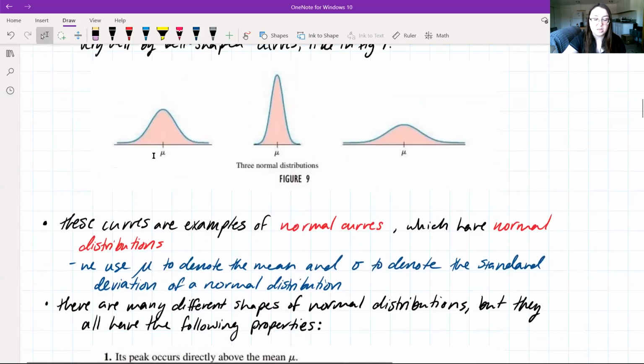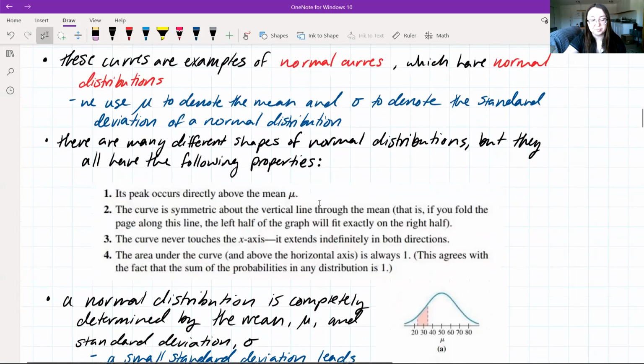So we see mu, the Greek letter mu, meaning our mean, is going to be in the center. And then we would have our standard deviations on each side. So we usually see that our peak value is going to be at the mean for our normal distributions. So there are many different shapes of normal distributions, but they all have the following properties.